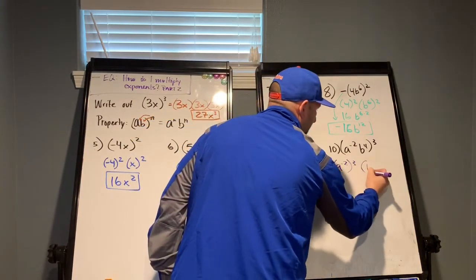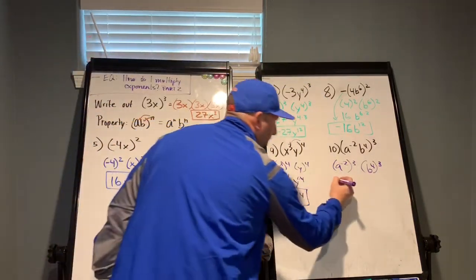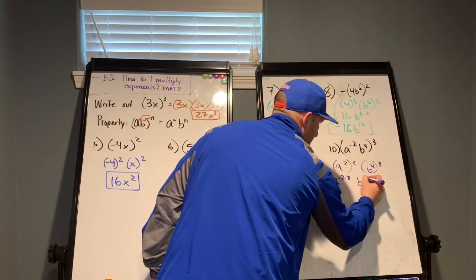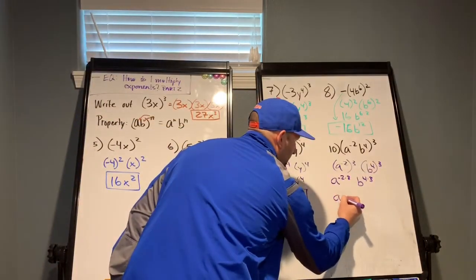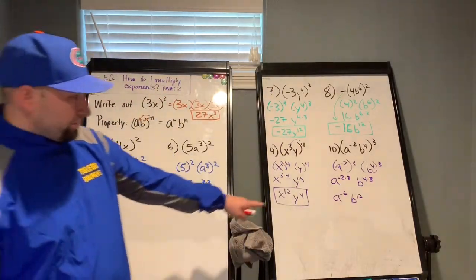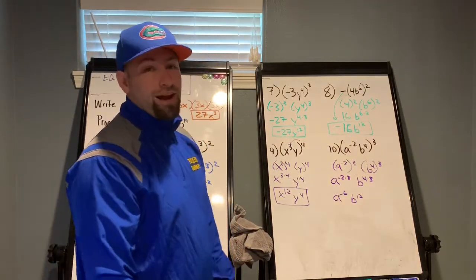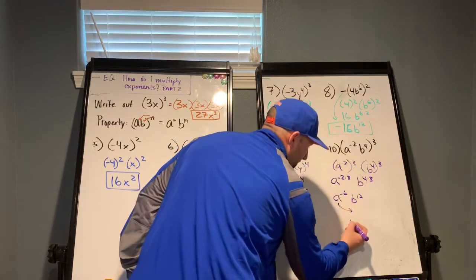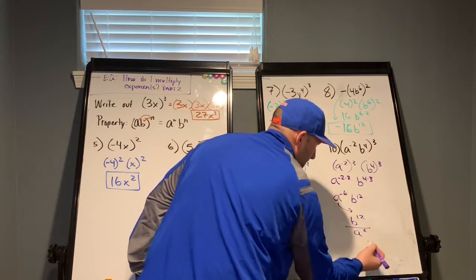Okay? And then the last one, we've got a to the negative 2 to the power of 3, and then we've got b to the 4th to the power of 3. Okay? So this is going to be a to the negative 2 times 3, and then b to the 4 times 3. Do the math. So we've got a to the negative 6 and b to the 12th. Now, remember, this is going to go to the bottom because it's a negative exponent. We're going to make it a fraction and put it on the bottom with a positive exponent. So it'll be b to the 12th over a to the 6th.